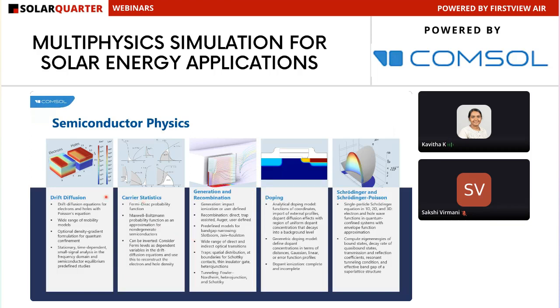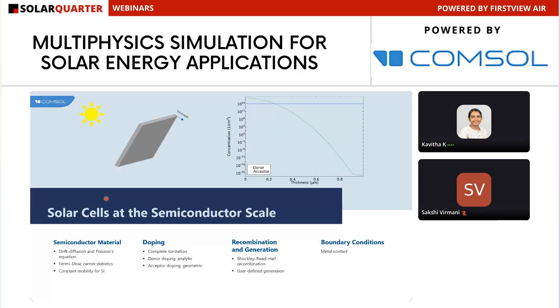In the Semiconductor physics interface, we solve the combined drift-diffusion equations for electrons and holes along with Poisson's equation. You can define different doping profiles and different generation and recombination rates for the electrons and holes. So let's take an example where we are modeling the solar cell at the semiconductor level. Doping profiles are defined for semiconductor modeling, such as the donor and acceptor concentration as shown in the top right corner. You can also consider different recombination and generation rates.